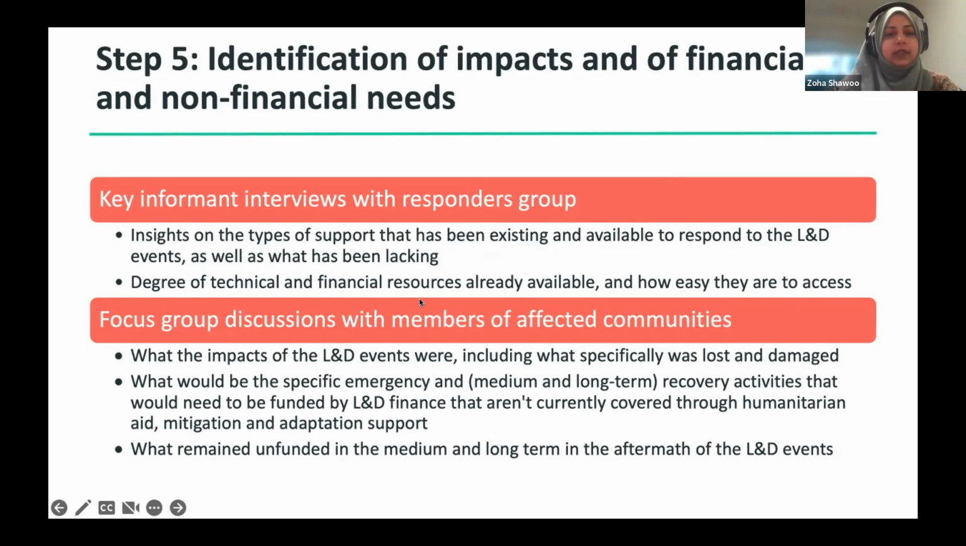So yeah, what these specific impacts were, what recovery resources and support were available in the case of a historical event, for example, what are the specific needs or specific activities that they feel would need to be funded by loss and damage finance that aren't currently covered through existing streams such as humanitarian aid or adaptation support, for example. So yeah, what they feel was left unfunded.